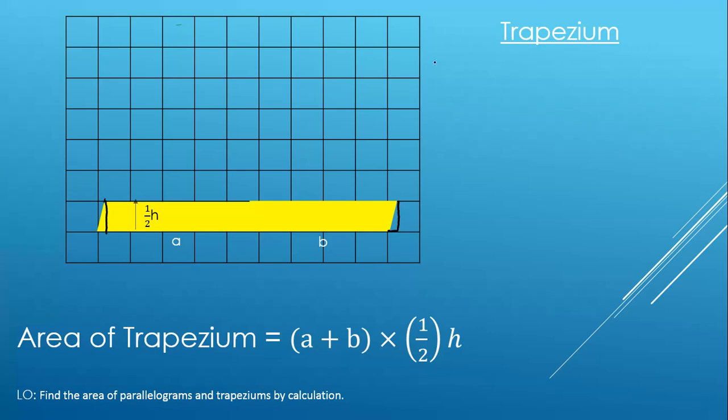we now have our perpendicular height and width. So because we've halved it, we can do half height and A plus B. So our formula for working this out is again A plus B multiplied by half of the height.